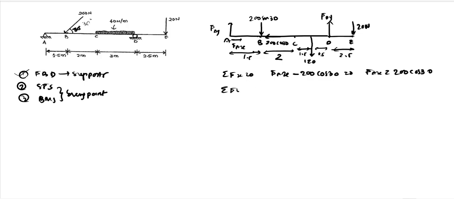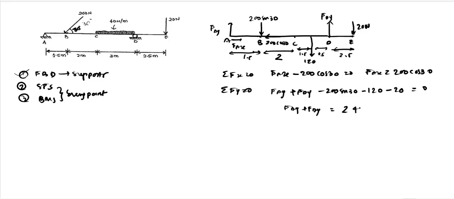And secondly, we have a summation of FY is 0, which is the vertical forces equilibrium. We have FAY plus FDY minus 200 sin 30 because of the vertical force at B, and minus 120 because of the UDL, minus 20 because of the sudden force at E. So we have FAY plus FDY equal to 100, because 200 sin 30 is 1 by 2 times 200. So it will become 100 plus 120 plus 20, which will be 240. Equation number 1, let us say. And you cannot solve this equation because you have two variables and only one equation.